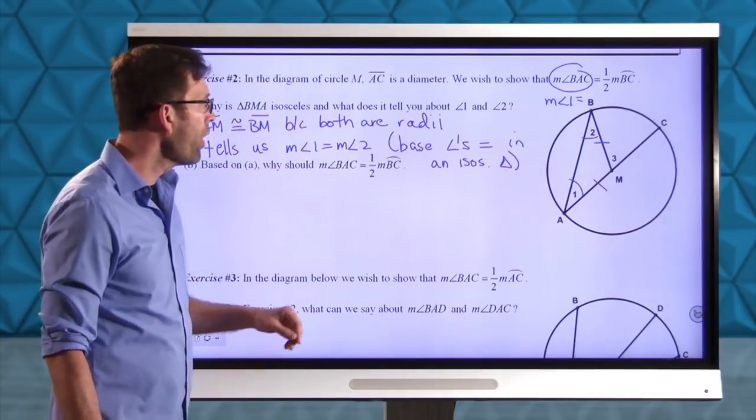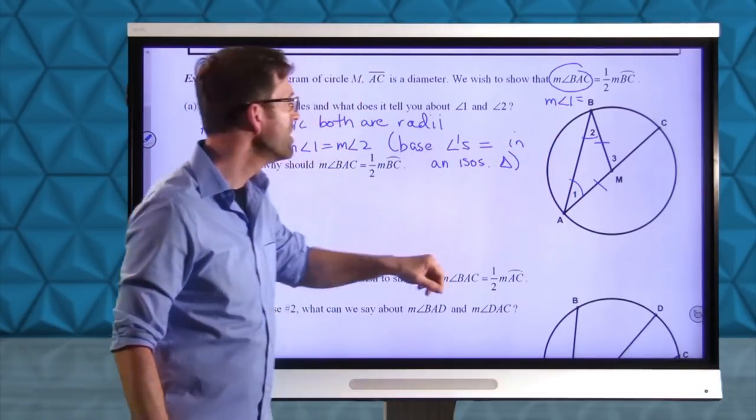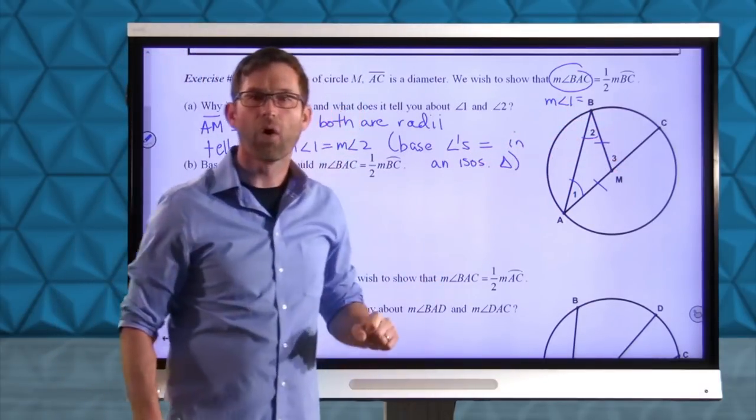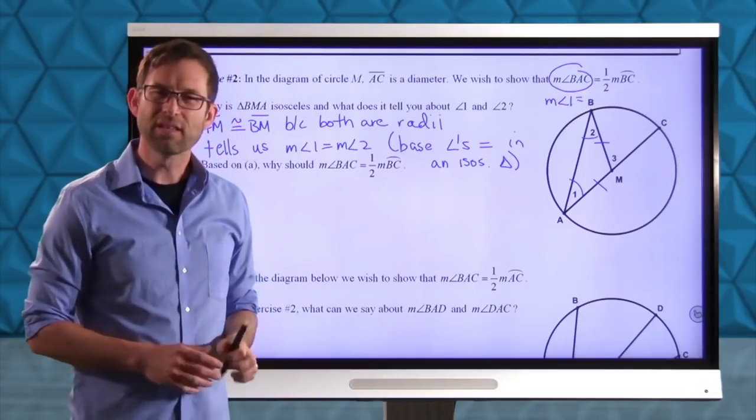Based on A, why should the measure of angle BAC be 1/2 of arc BC? Pause the video now and see if you can figure this out.